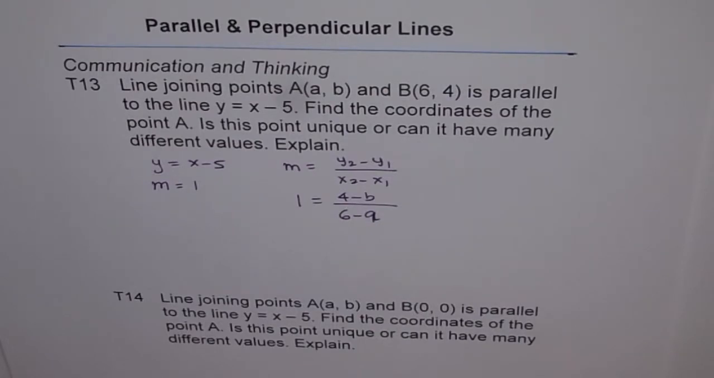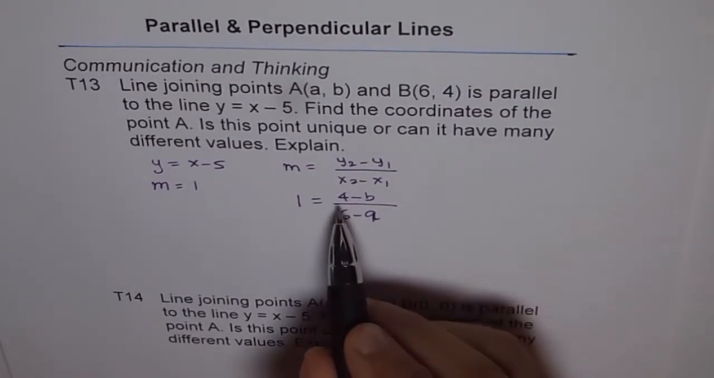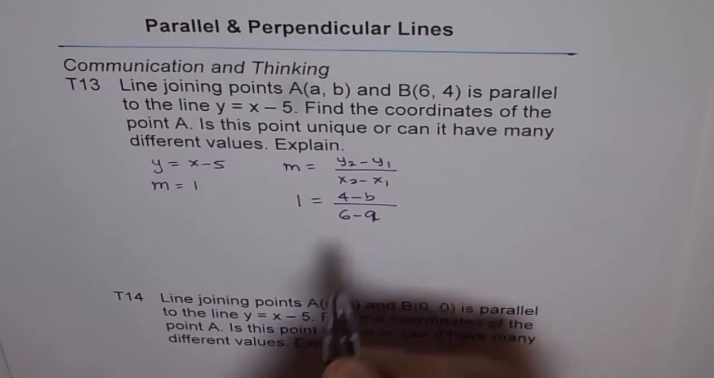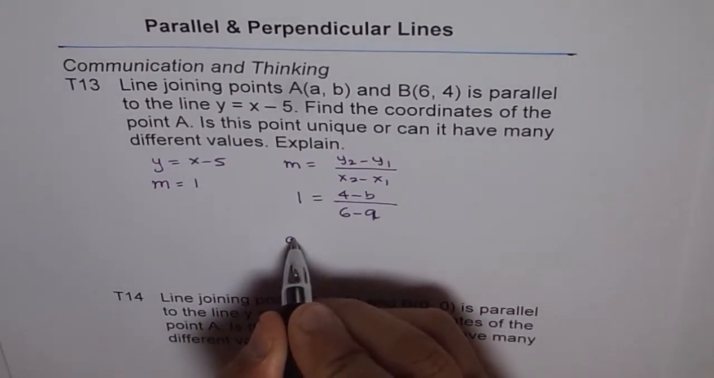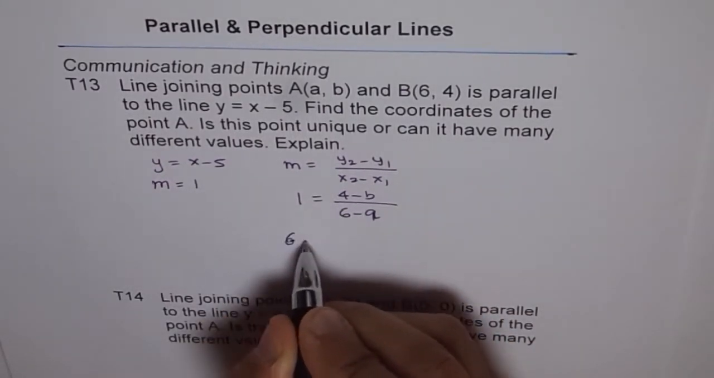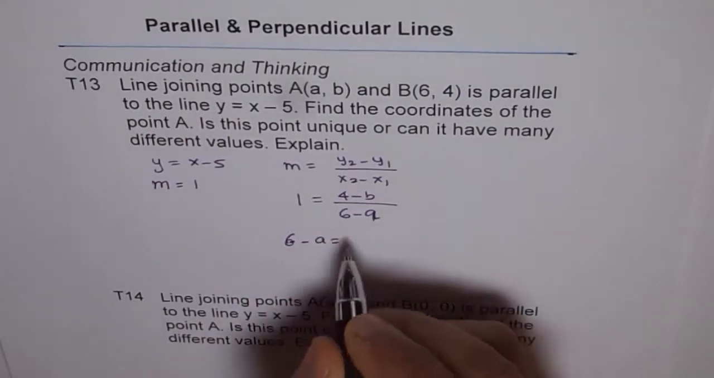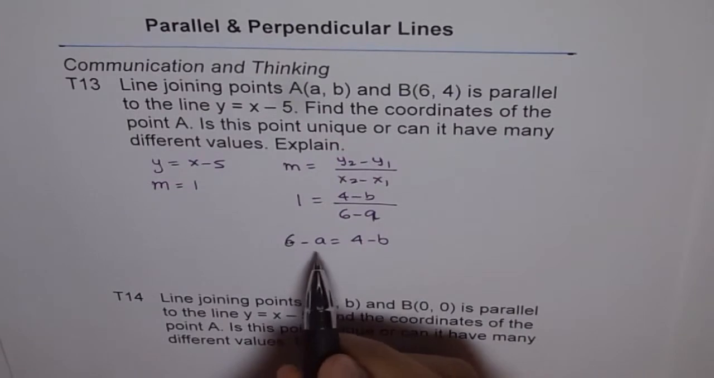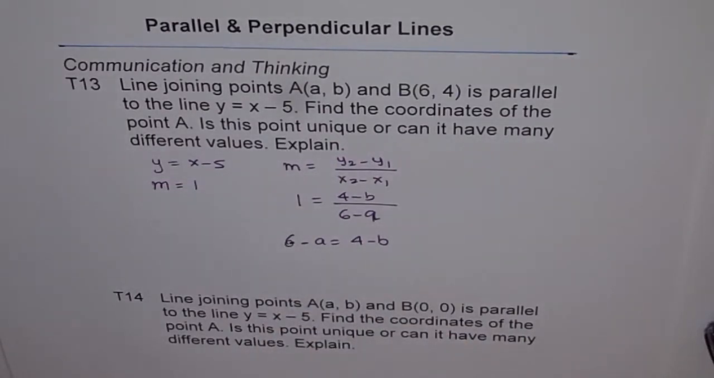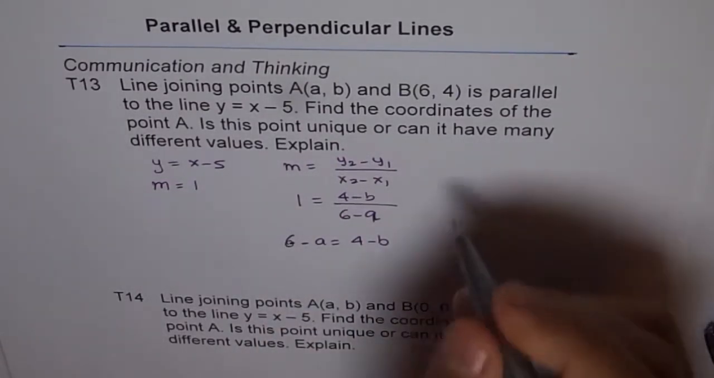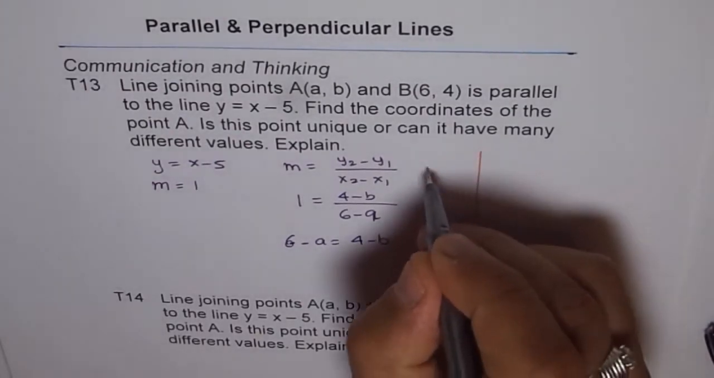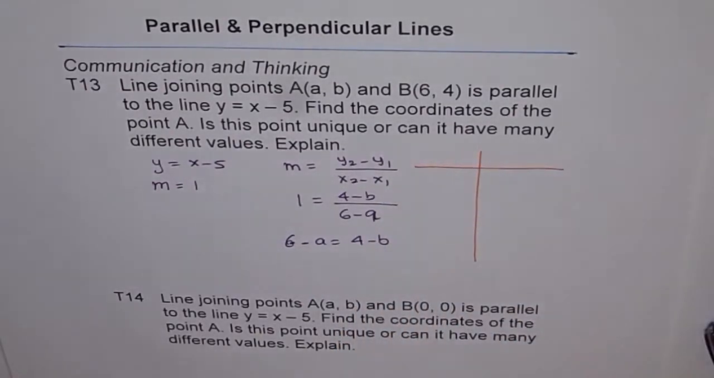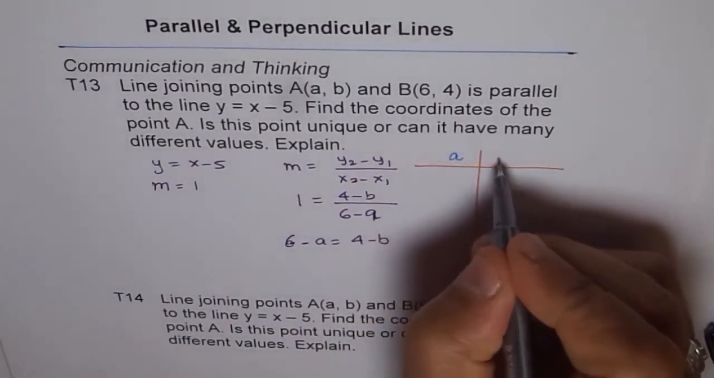How? To get 4 minus b equals 6 minus a, so basically we have 6 minus a, let's cross multiply, equals 4 minus b, right? So let's assume a value of a and make a table of values. That is how we can get a lot of values, right? So let's make a table of values and we can write what values of a and b can satisfy this equation. So a and b, right?